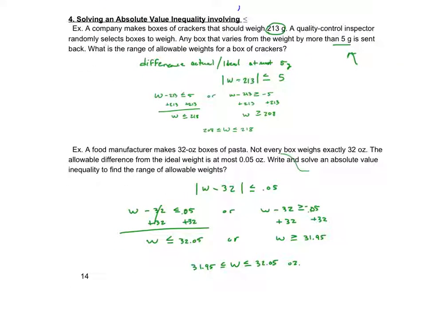Just imagine trying to make a recipe and you didn't use the right amount of flour. Your cake might not turn out properly. So there's an allowable limit in which you can adjust that recipe. So again, absolute value allows us to apply and find our limits.